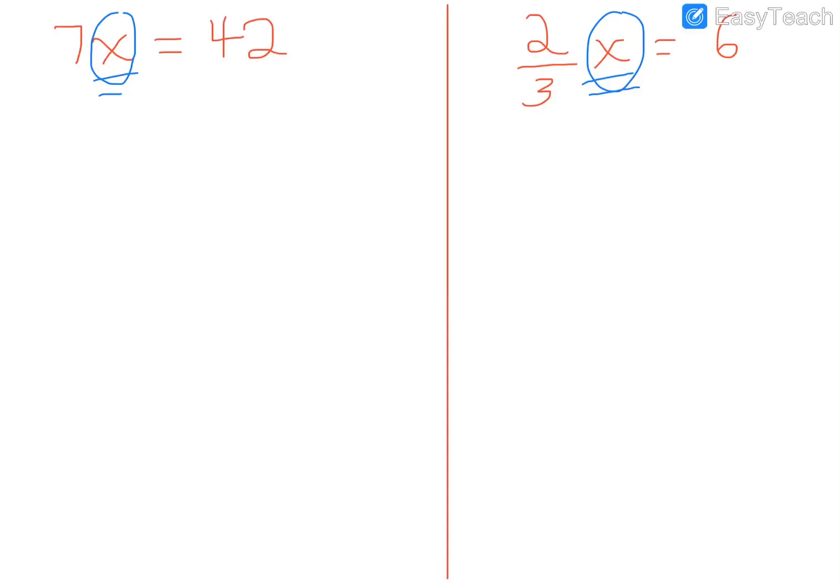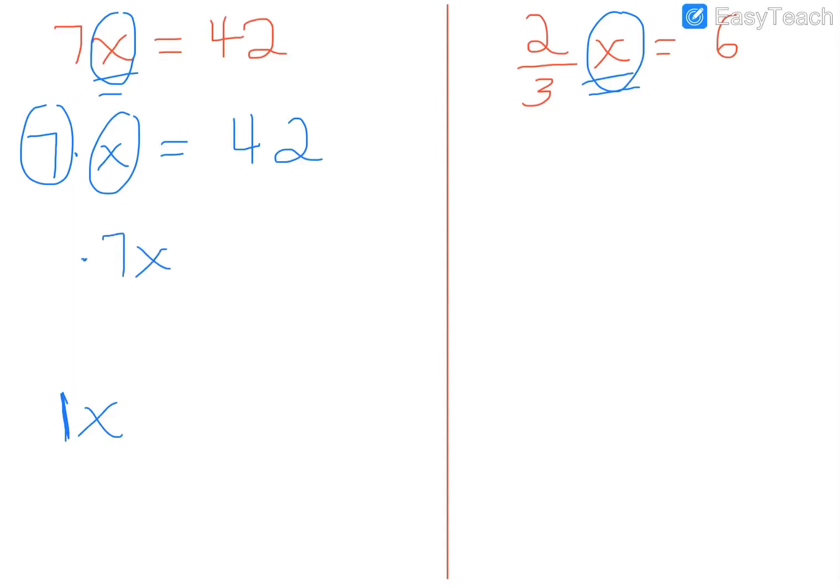So this means 7 times x equals 42. So if you want to know what this x is, you basically want to know the value of 1x. So what we learned was that the multiplicative inverse is going to be the reciprocal of this number right here. So we're going to take 7x and multiply it by 1 over 7. When we do that, we end up with 1x. 1 times 7 is 7, and 7 divided by 7 is just 1. So we're in fact left with 1x.